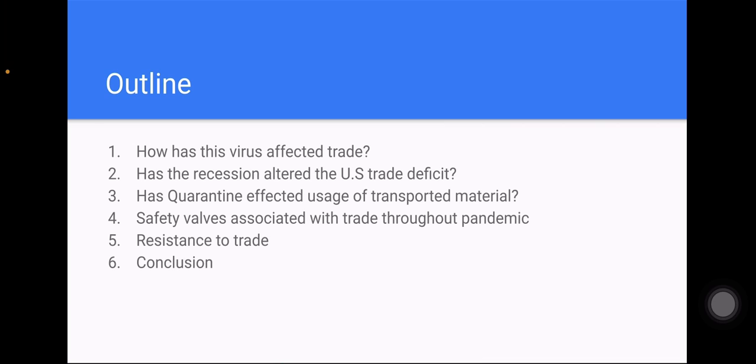So for today's presentation, I just wanted to provide an outline to give you a little basis of what's going to be covered, and what's also going to be talked about from Module 6 that we were supposed to incorporate in this presentation. To start, the first thing we're going to talk about is how has the virus affected trade? How has the recession altered the U.S. trade deficit? Has quarantine affected usage of transported material? We're going to talk about the safety valves associated with trade throughout the pandemic, resistance to trade, and the conclusion.